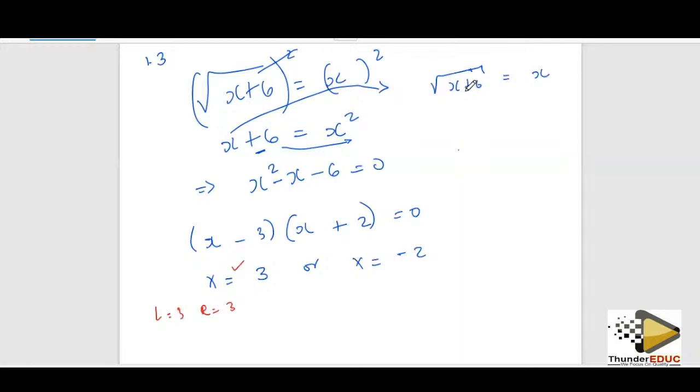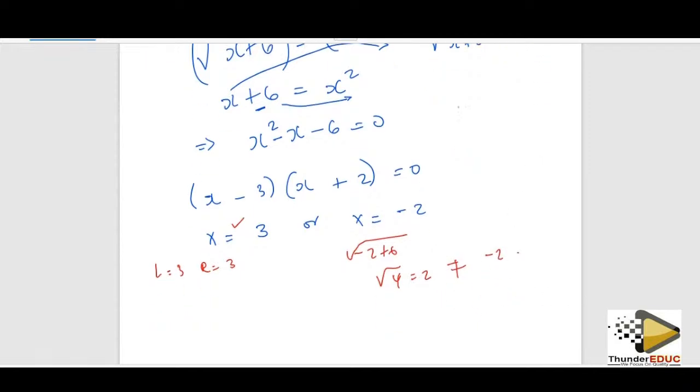But if we try with negative 2, if I put negative 2 into the square root, negative 2 plus 6 is going to give me square root of 4, which is 2. But then this 2 is not the same as that negative 2. Remember, our original x is negative 2. So 2 is not the same as negative 2. So in our conclusion, we can say that therefore, x is 3. We can cross this out if you want. All right, so that is 1.3.